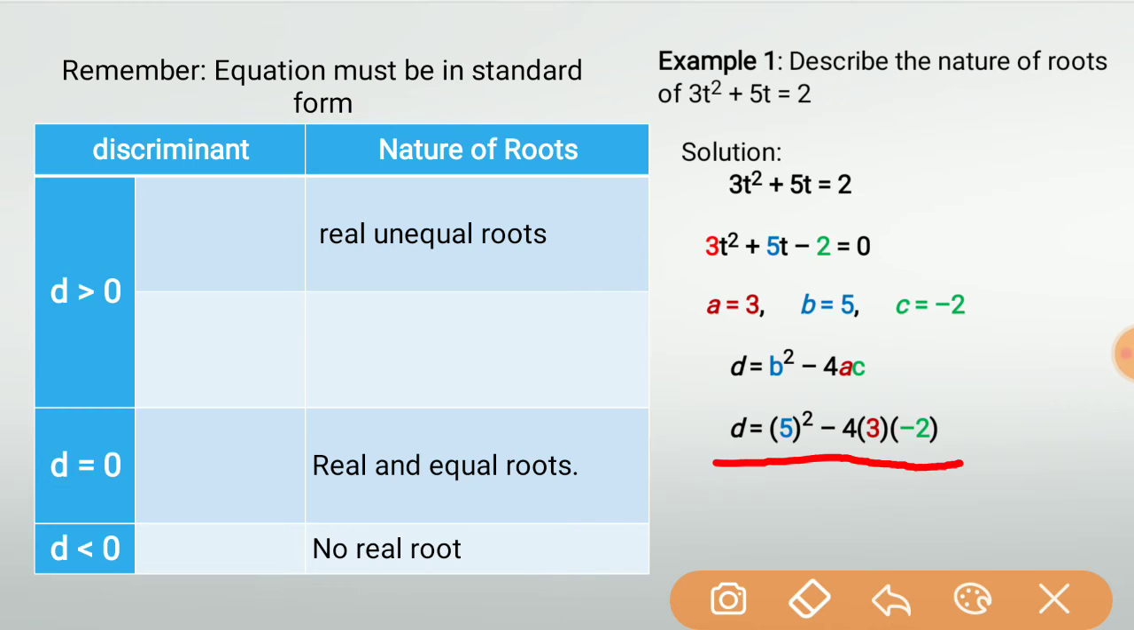So what are we doing here? In our formula we have B square. B is 5, so here I am taking 5 square. 4 will remain in its place, minus 4. Then we have AC. A is 3, C is minus 2. So we take 3 and minus 2 here. After substituting the values of A, B, C in our formula, we have this equation.